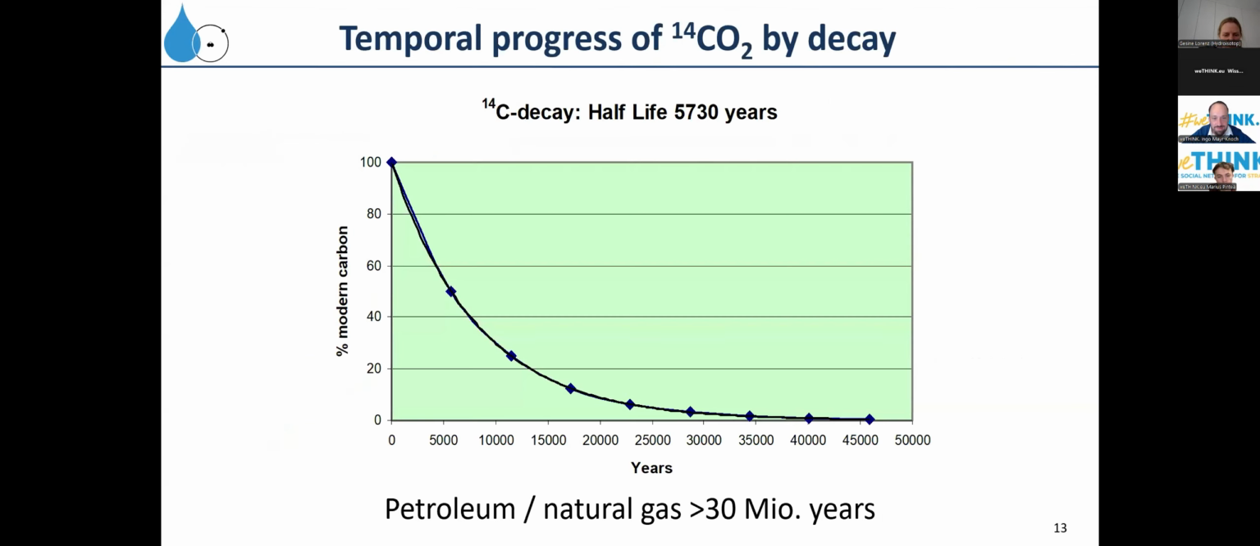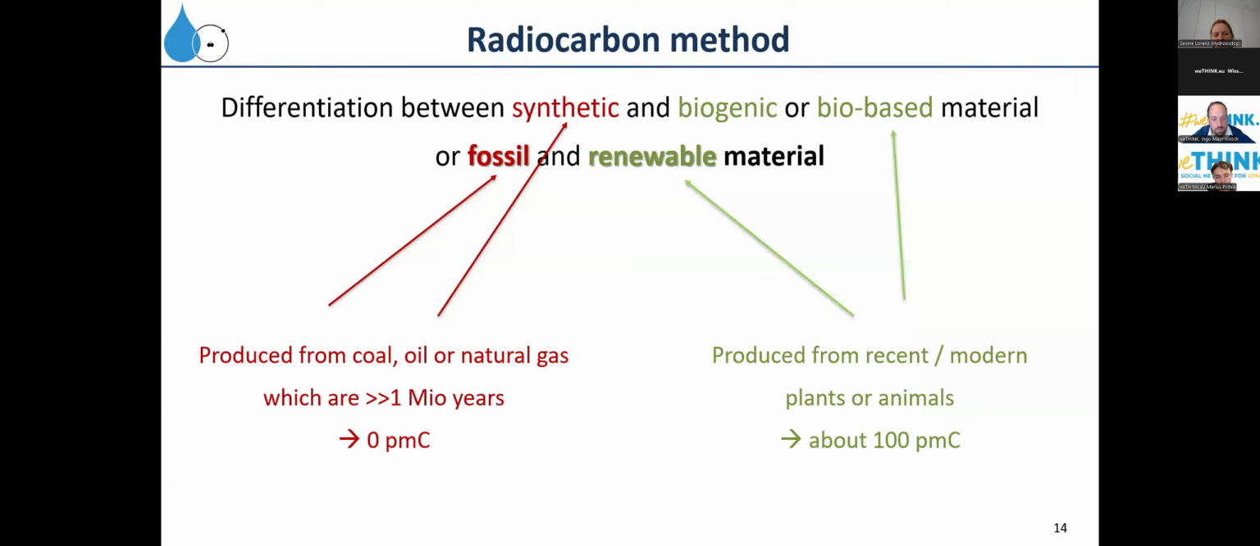Here you see the decay curve. And now it comes. Any petroleum and natural gas which is used in the industry or used by human beings is more than 30 years old. So any petroleum, natural gas, or products from them are, as we say, dead of carbon-14. You can't measure any carbon-14 in these products.